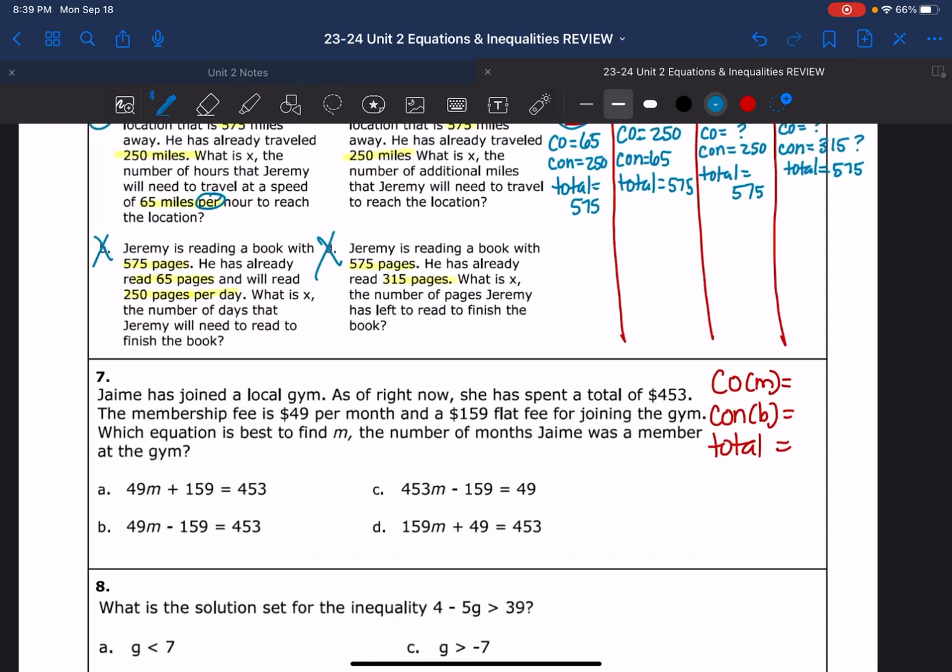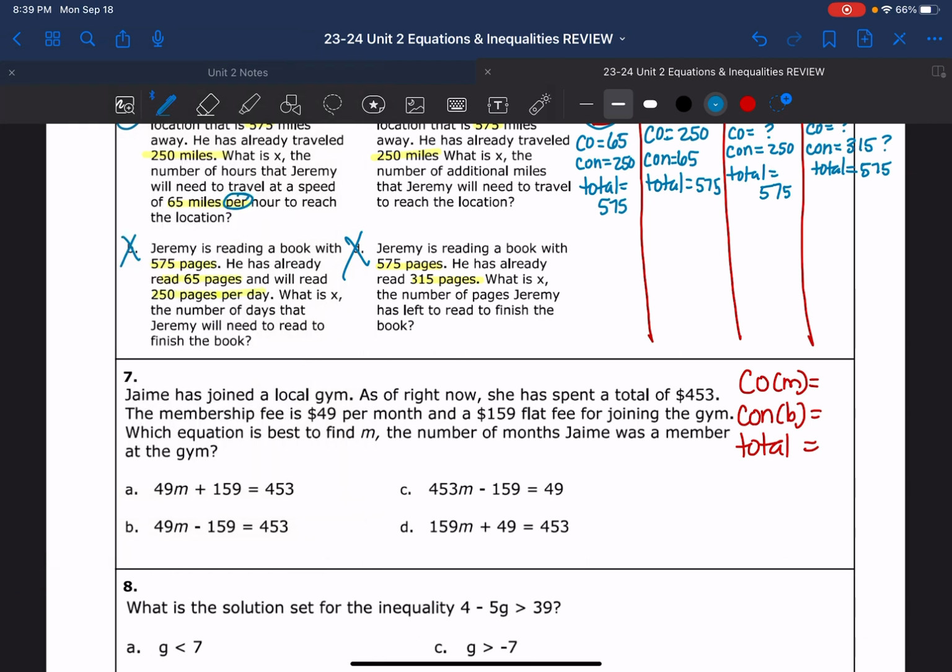Let's go to 7. So I have already written down my coefficient, my constant, and my total. Okay. Jamie has joined a local gym. As of right now, she has spent a total of $453. The membership fee is $49 per month, and a $155 flat fee for joining. Okay. So she has spent $453 as of right now. So that's the total money that she has spent.